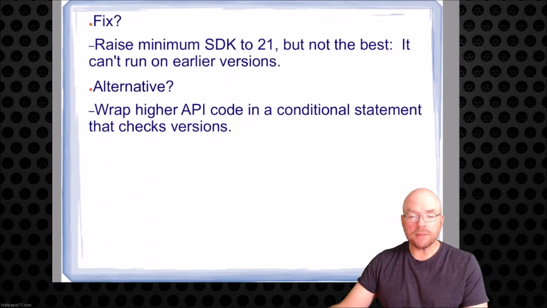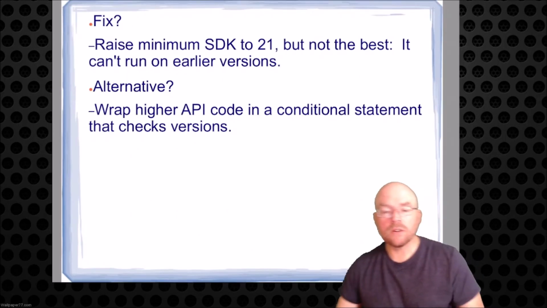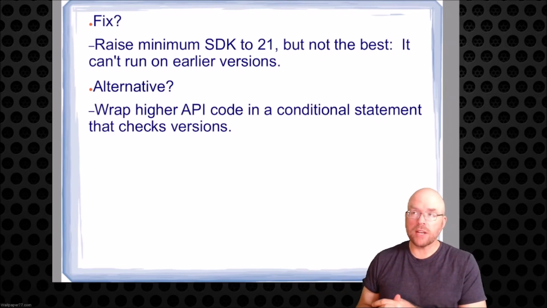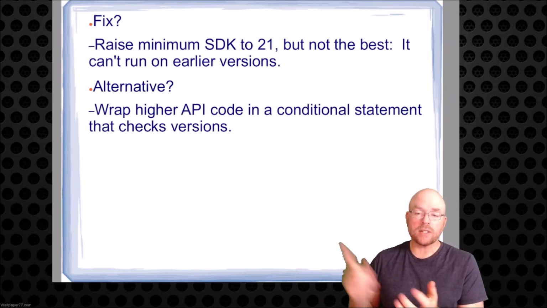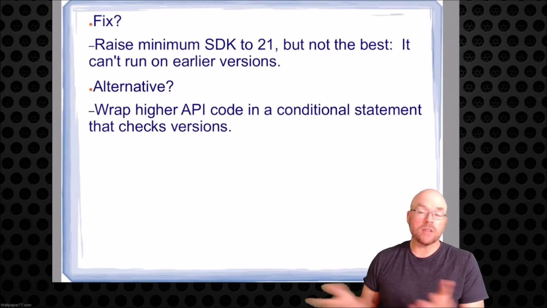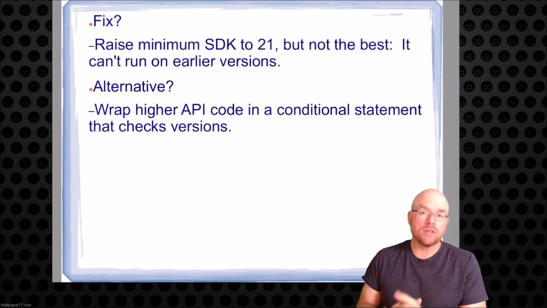So, how do we fix it? The easiest thing is to raise the minimum SDK to 21. Of course, then you're leaving out in the cold the people who are running versions 19 and 20 of Android. Maybe that's okay, but if you need those users to still be able to run your app, then this isn't going to work. If you do that, people running Android versions 19 and 20 can't run your app anymore.